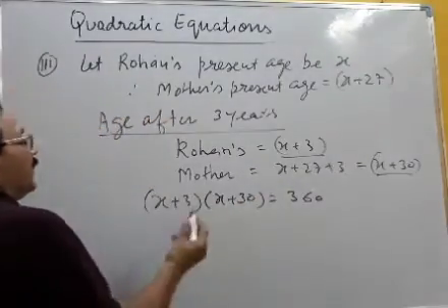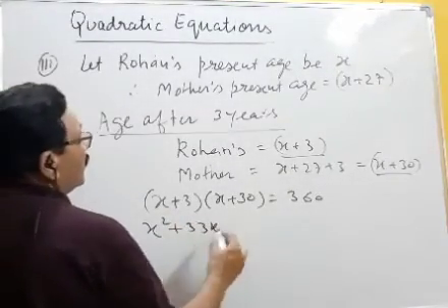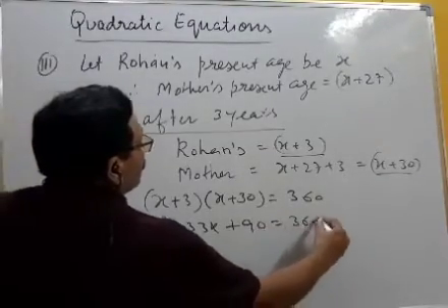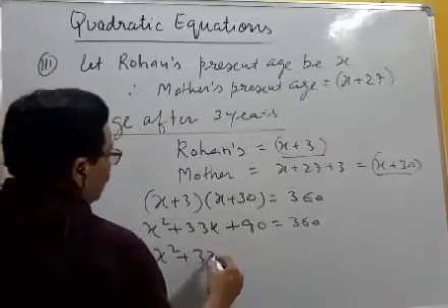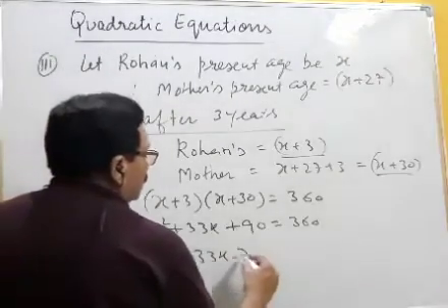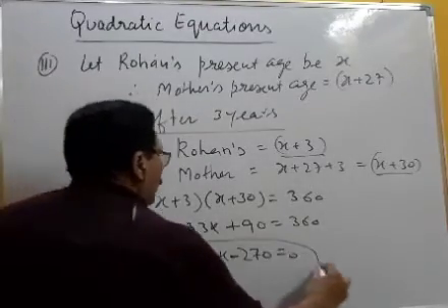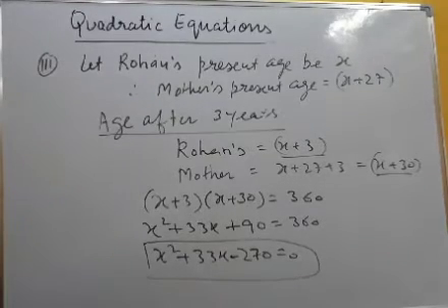Open the brackets. I can write directly x square plus 32x plus 87 equal to 360. You can write x square plus 32x minus 273 equal to 0. And when you solve this equation, you find the age of Rohan and his mother.